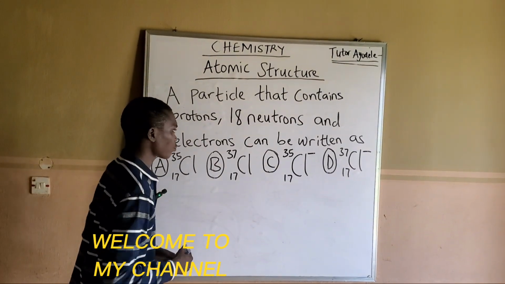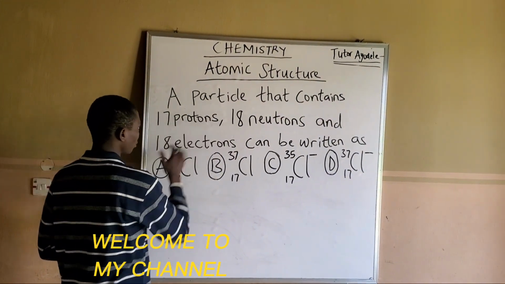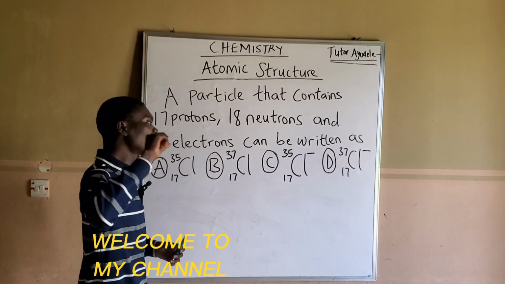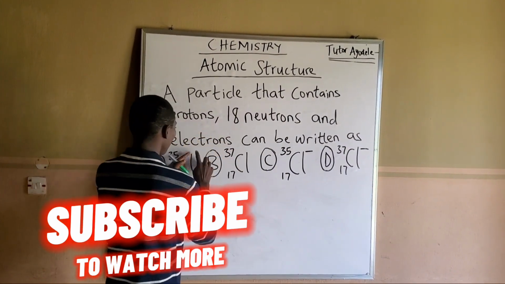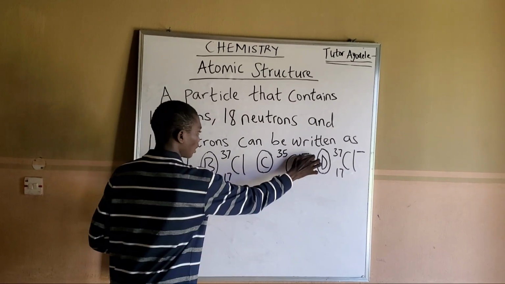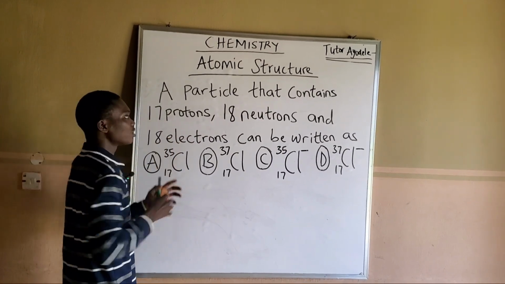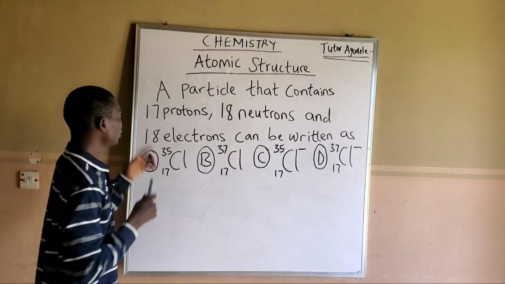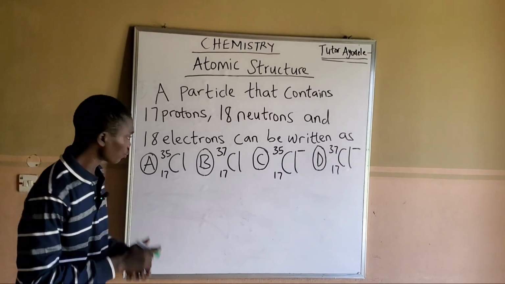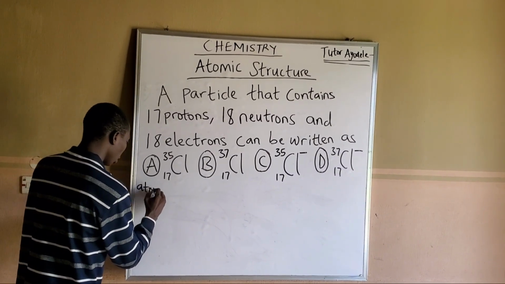But how will you know the best one? The question says 17 protons. Let's start with the protons. Proton number, irrespective of whether it carries charges or not. You know, this one does not carry charges, but this one carries charges. Whether it carries charges or not, the proton number is always the same thing as the atomic number. That is, the atomic number is the proton number, whether it carries charges or not.